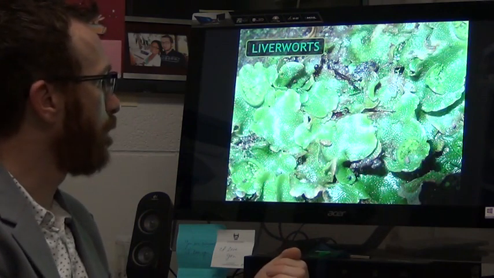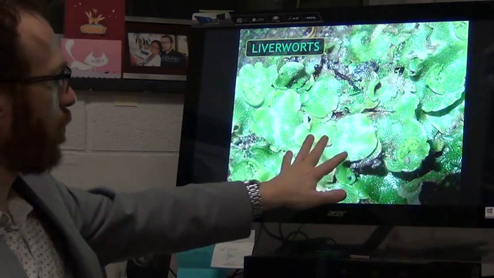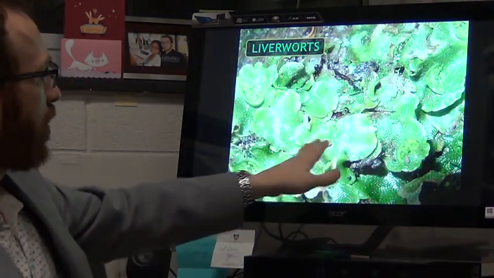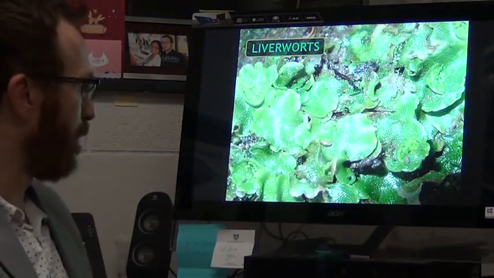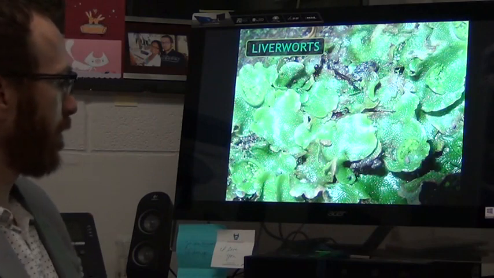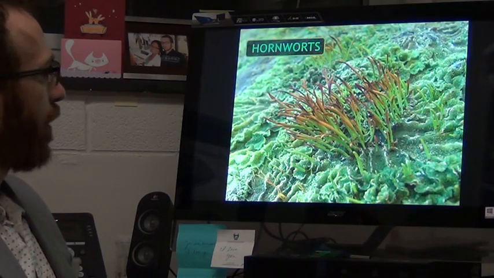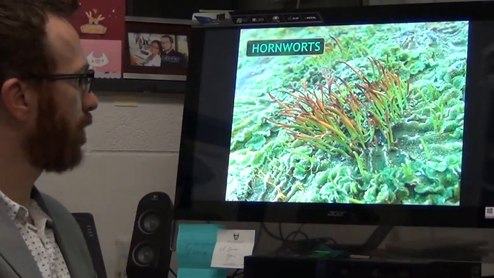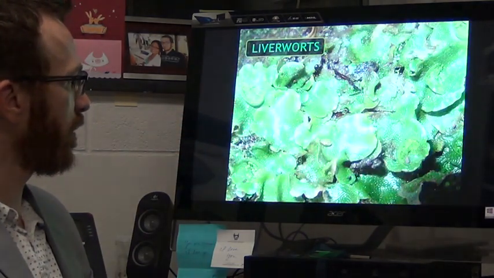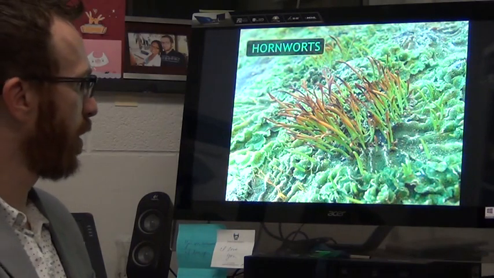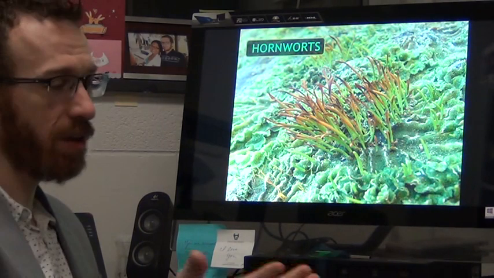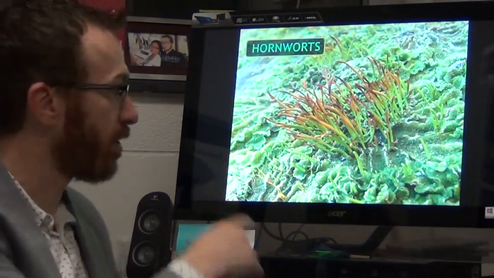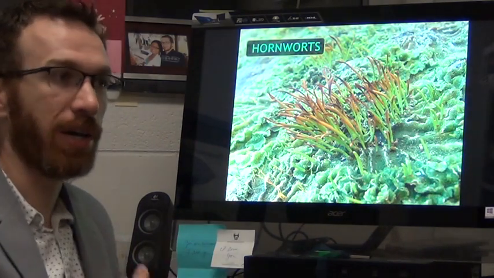Liverworts, Marchantiophyta. Again, they don't really look like mosses, right? Moss is kind of furry. Liverworts look flat, but they're a type of bryophytes. And then hornworts look like little stalks. I've actually never seen hornworts before. I've seen these guys, but never seen hornworts. But yeah, all these are bryophytes. They all follow the same general life cycle, so you can use that life cycle diagram to characterize all three.